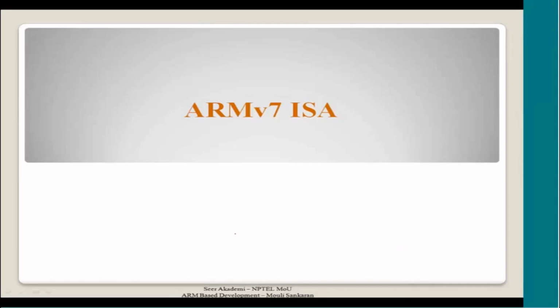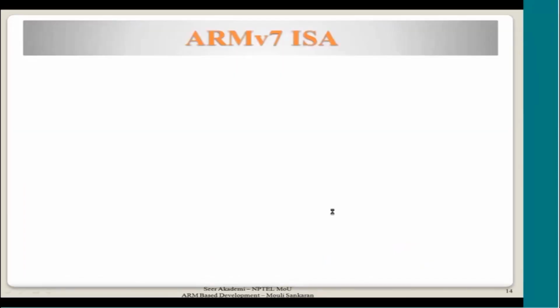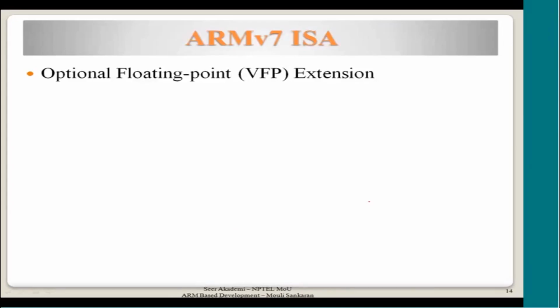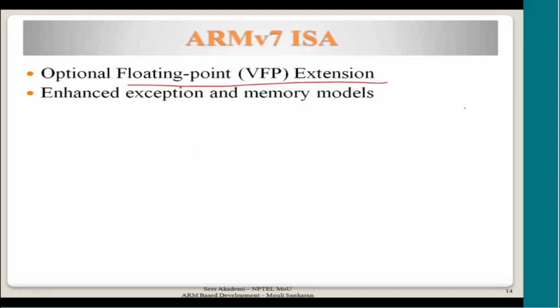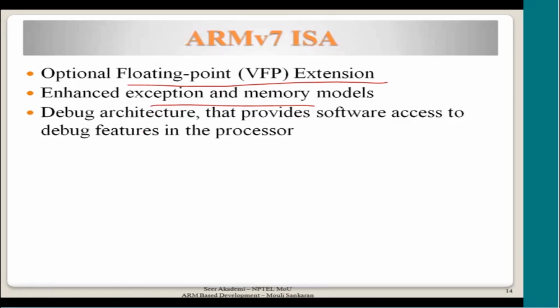So that's all about V6. Then talking about V7, the next advanced ISA of ARM is an optional floating point extension. So that has come with an enhanced exception and memory model. Both exception and memory models have been enhanced. I'm not going into detail because it is pretty involved, so we don't have the time bandwidth for covering all of them.